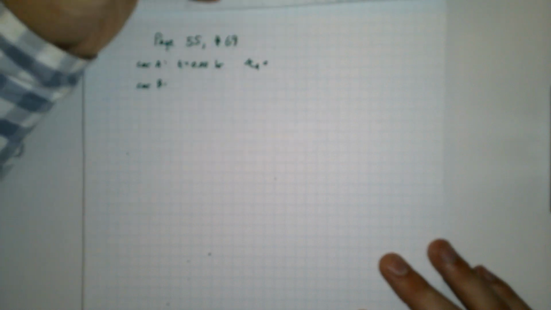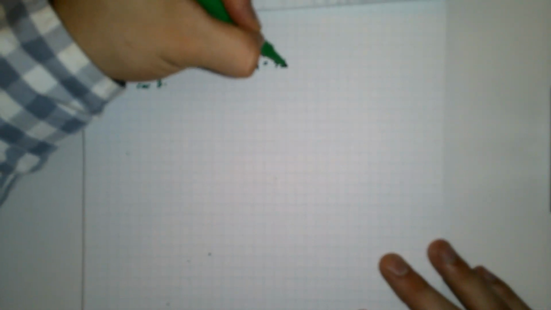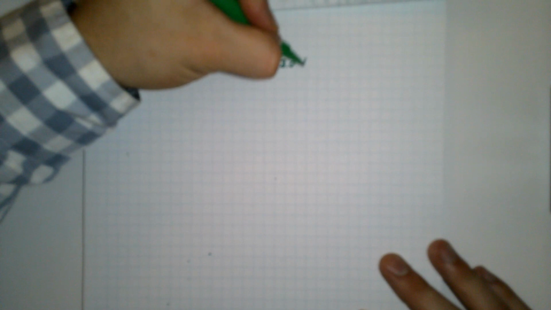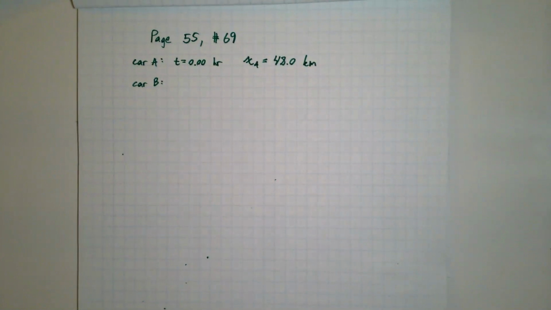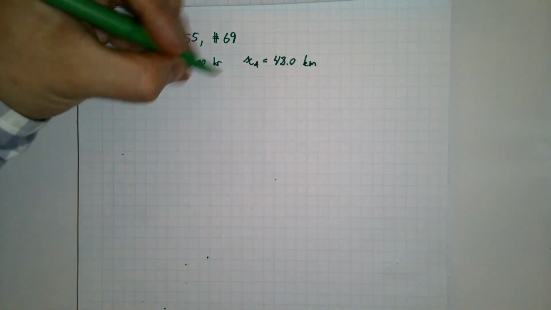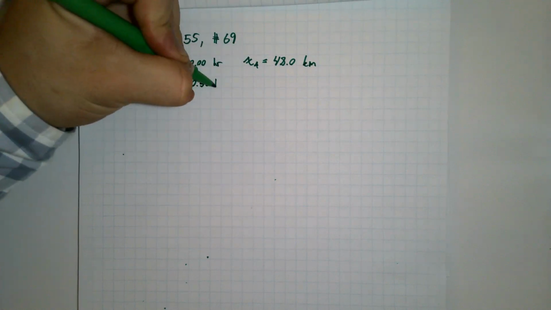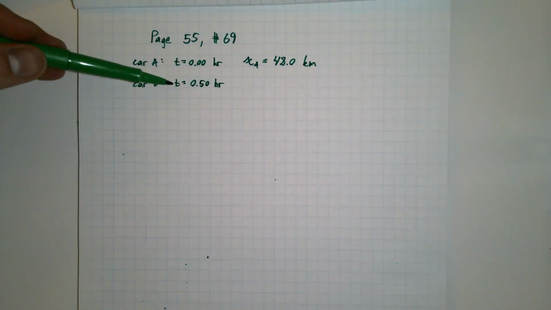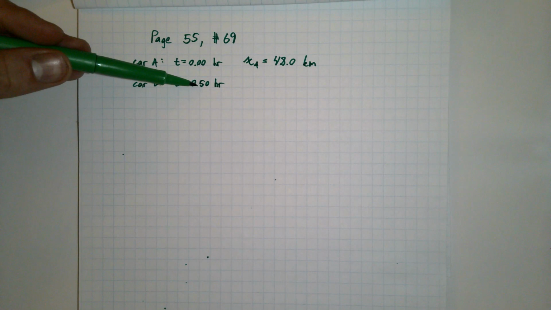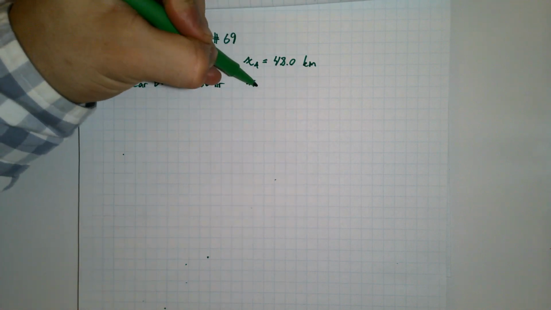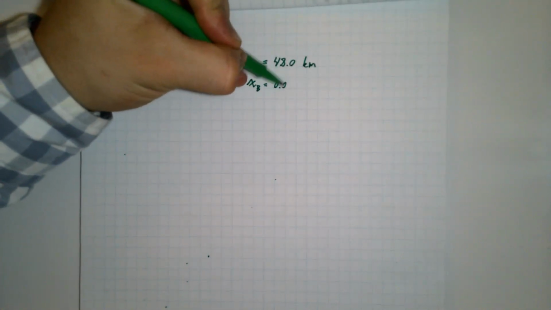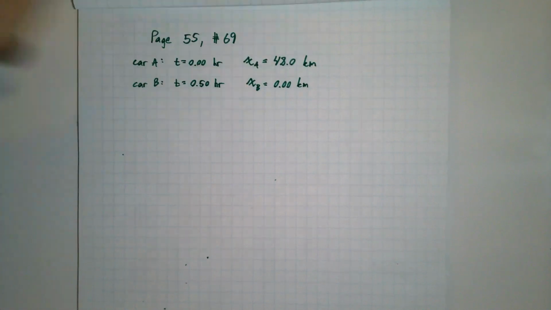we see that car A begins at an initial position that is in front of our reference point by 48 kilometers. You can think of it as a 48 kilometer head start. We don't know the initial position of car B at time 0, but we do know that after half an hour, car B is at the reference point of 0.